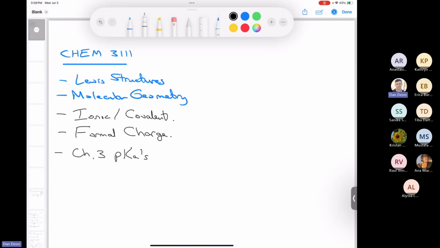And then I would also review, and I know you guys know how to assign R and S very well. You all know the Cahn-Ingold-Prelog rules better than I do probably. So you're very astute at determining R and S. But make sure you review that if you're rusty on that. And we've done some practice on that.